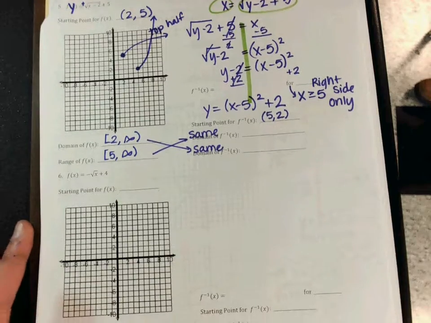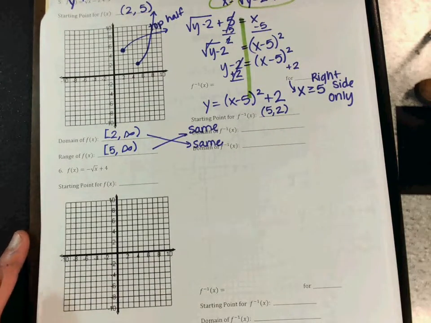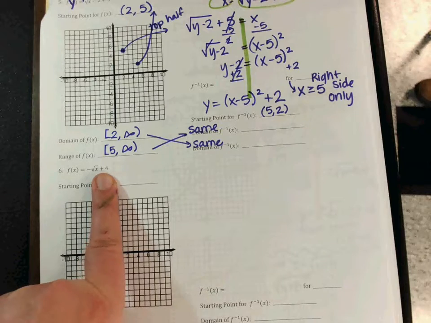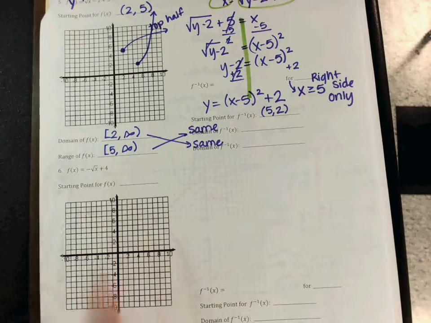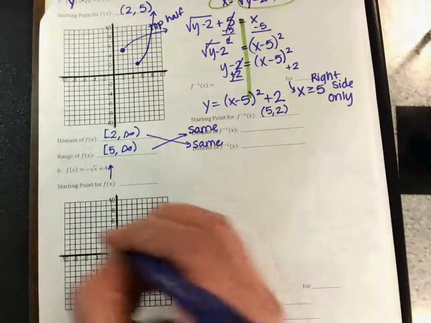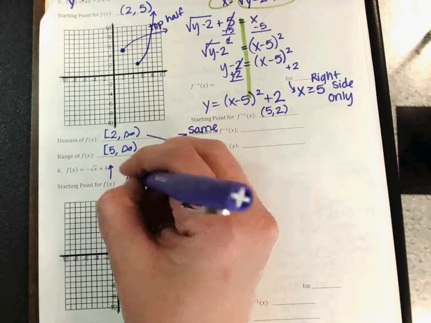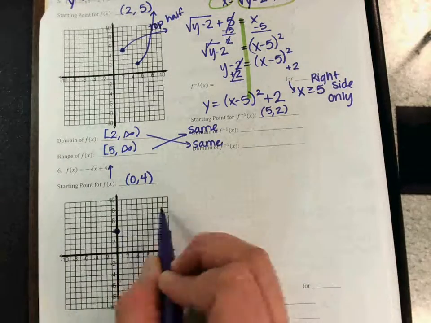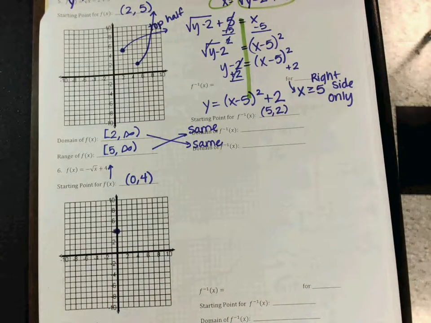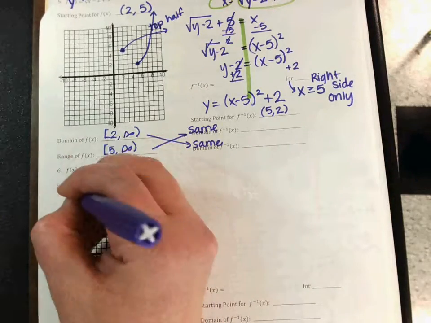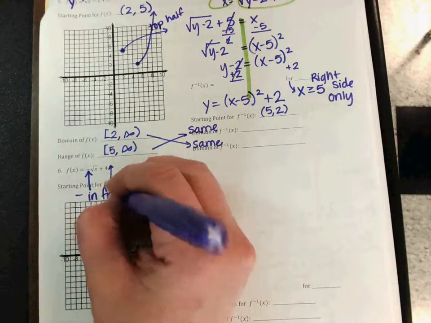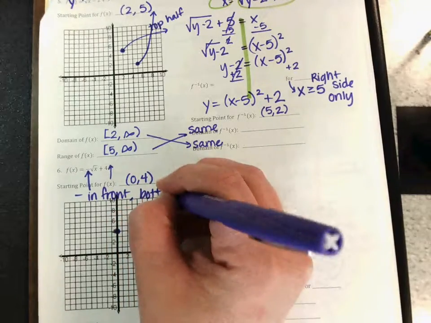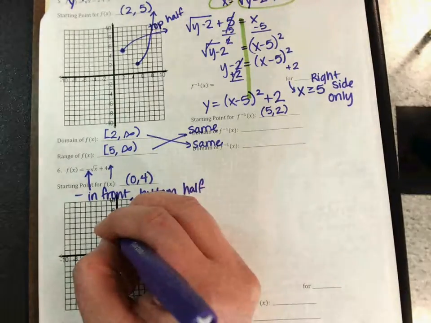Okay, look at number 6. How is the 4 going to shift the graph? Look at where the 4 is. It's on the outside, so which way does it go? Left, right, up, down? Up 4. So I'm going to go up 4. 0, 4 is my start point. And then remember that if it's a square root, it's either going to curve up or curve down. How does it curve down? Okay, very good. We have a negative in front, so we're going to pick the bottom half. It's going to curve down like that.